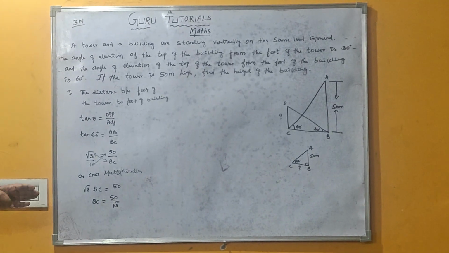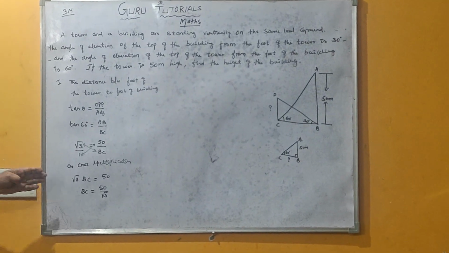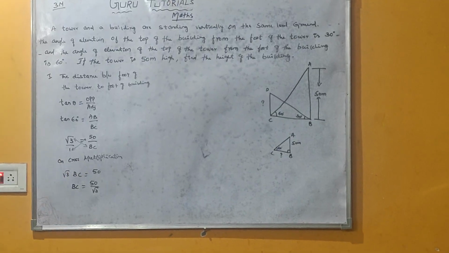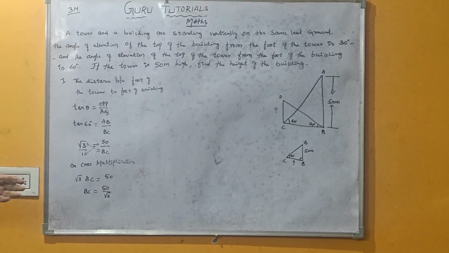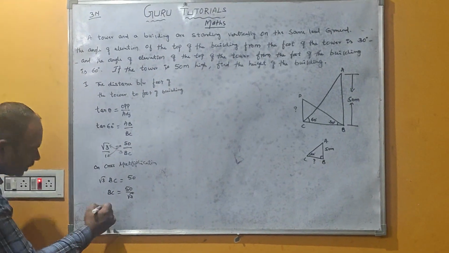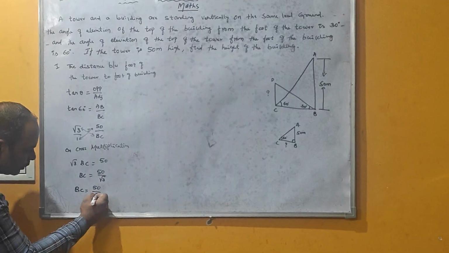Whenever the denominator has an irrational number, because root 3 is an irrational number, we have to make it rational. How to make it rational? You know very well: rationalize the denominator and simplify. Let me do that method. So BC is equal to 50 by root 3.